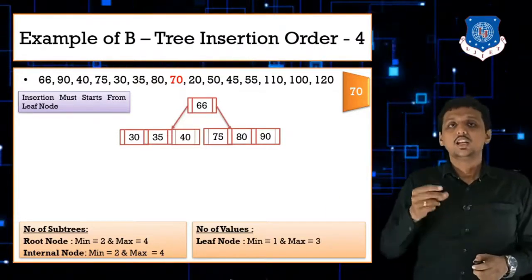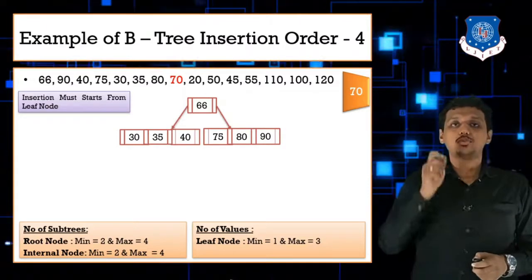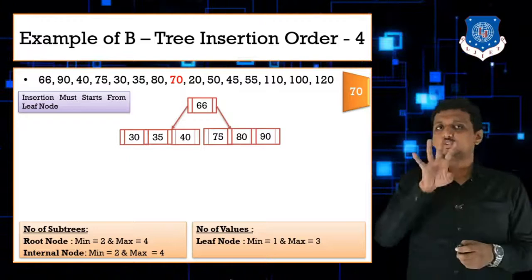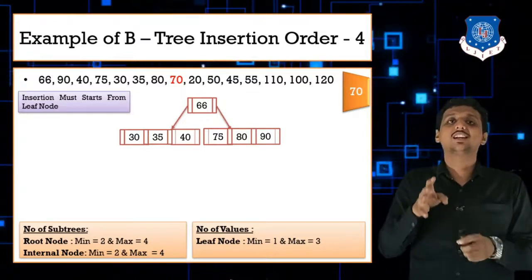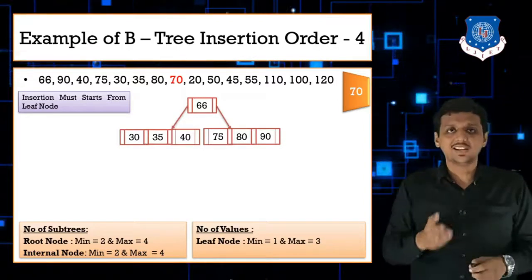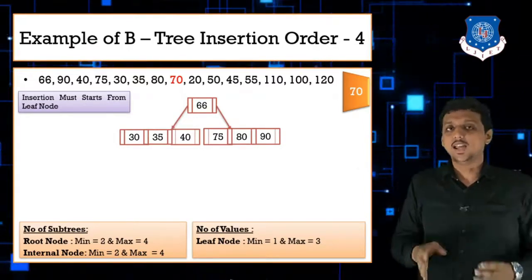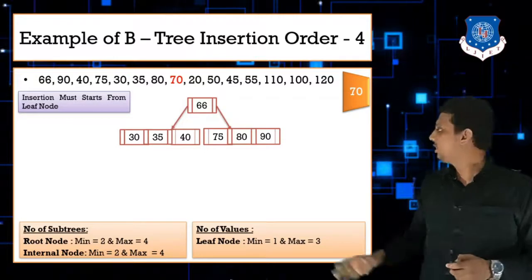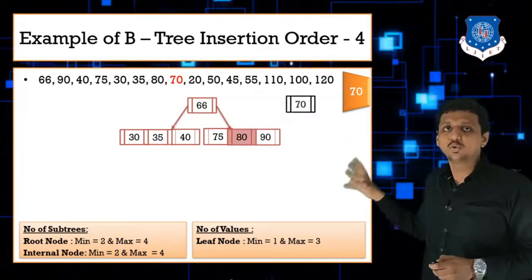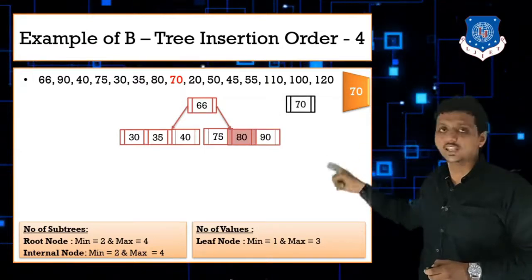Now tell me, what is the order of this B tree? Students, the order of B tree is 4, so that we can insert maximum 3 values in a leaf node. That's why what I need to do is, again I need to do a split operation over here, where I have to split node 80.